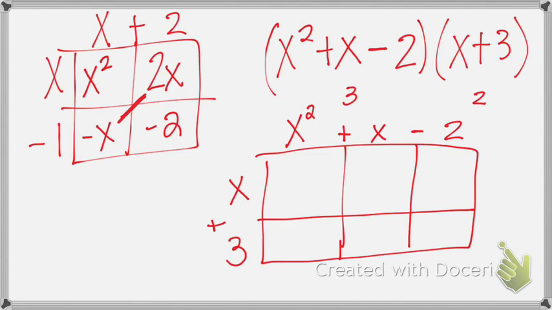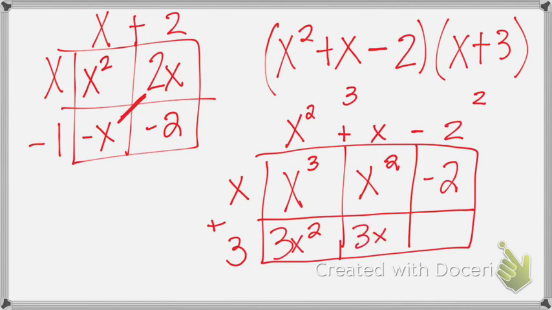Ian, what is x squared times x? X cubed. All right, and then we have x times x, which is what, Callie? X squared. And negative 2 times x, which is what, Kyler? Negative 2x. And then on the bottom, Dylan, we have x squared times 3, which is 3x squared. And then we have 3 times x, which is 3x. And then TR, we have 3 times negative 2, which is negative 6.